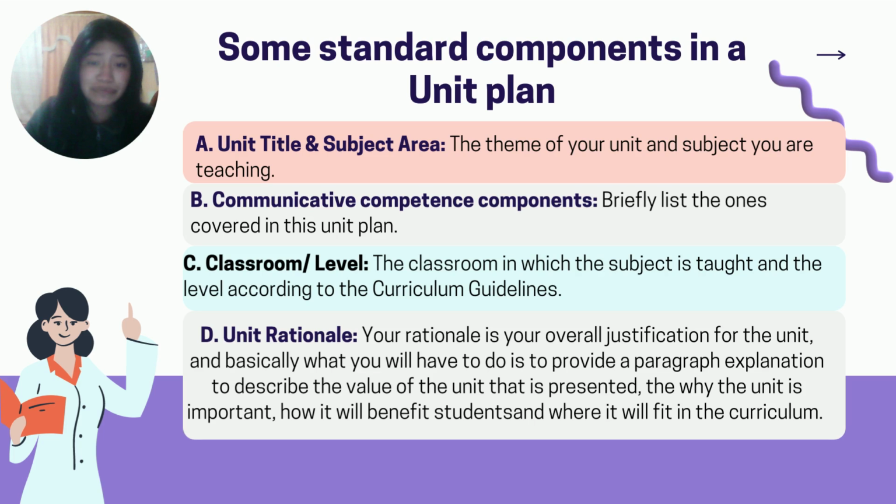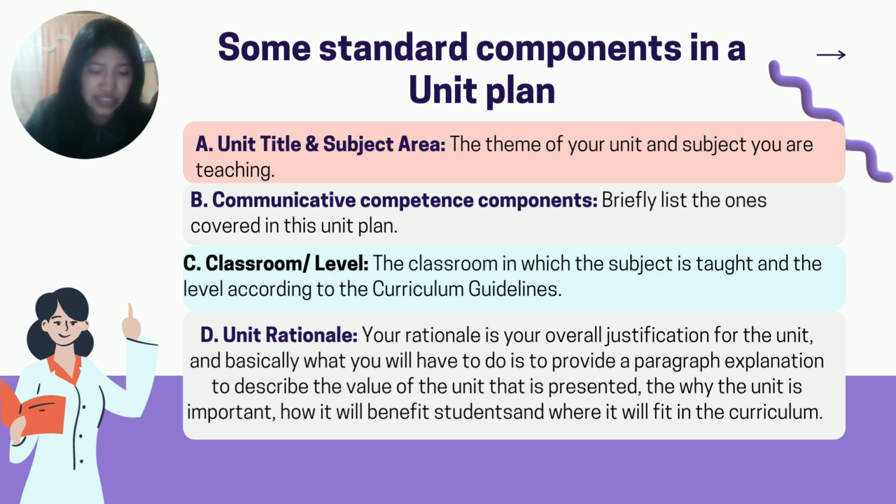Some standard components in a unit plan. A. Unit title or subject area, the theme of your unit and subject you are teaching. B. Communicative competence components. Briefly list the ones covered in this unit plan. C. Classroom level. The classroom in which the subject is taught and the level according to the curriculum guidelines.